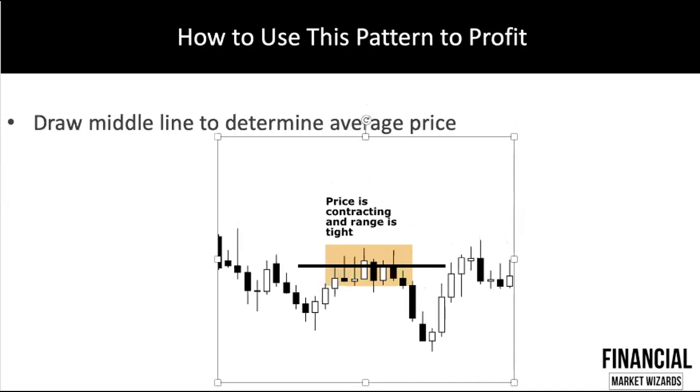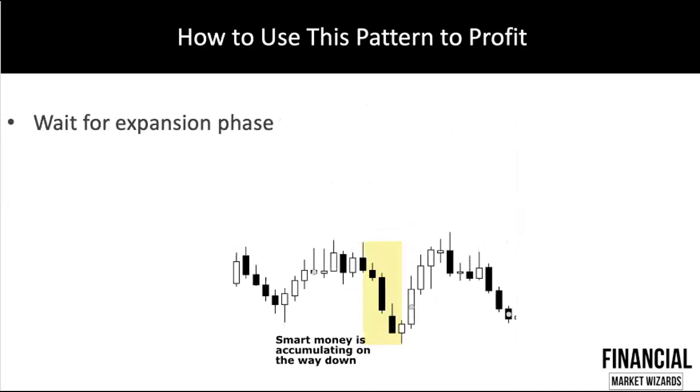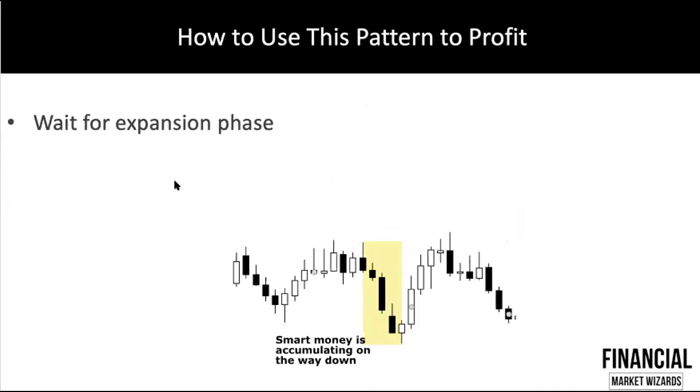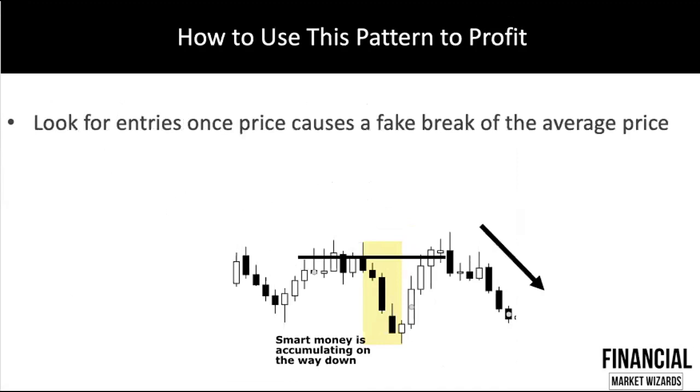So we learned earlier on that after the contraction phase comes the expansion phase. So we see the expansion phase over here. And we also say that smart money is accumulating on the way down. So we wait for the expansion phase. So this expansion phase happens, right? So the last step would be to look for entries once price causes a fake break of the average price.